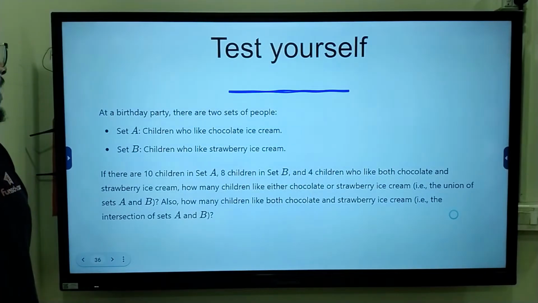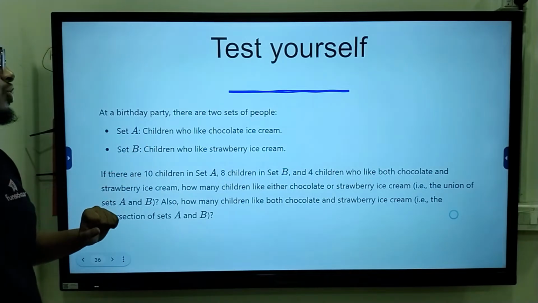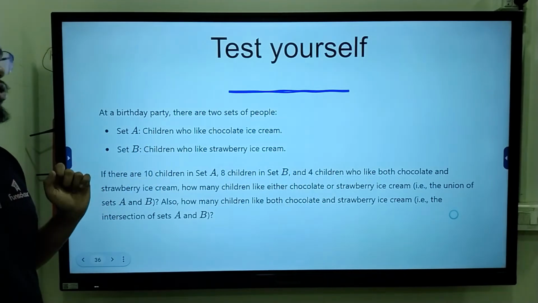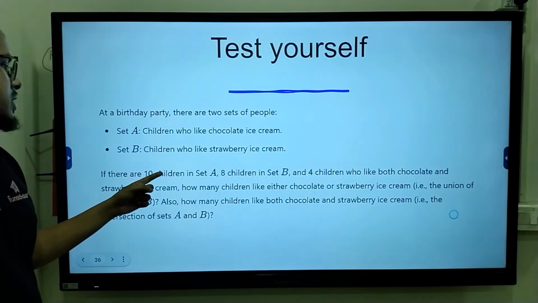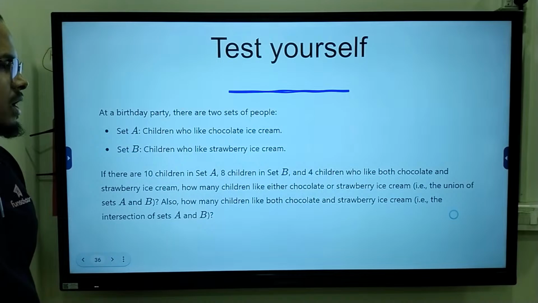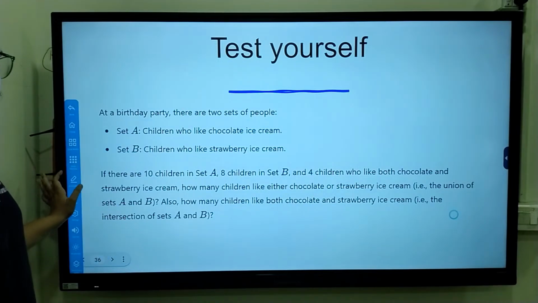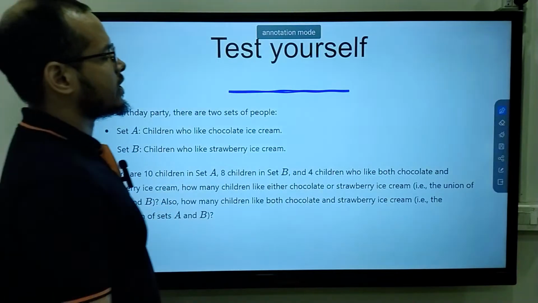Next. So at a birthday party, there are two sets of people. Set A, children who like chocolate ice cream. Set B, children who like strawberry ice cream. Okay. There are 10 children in set A and 8 children in set B, and 4 children in C. Let us use a Venn diagram again because a Venn diagram is the easiest.